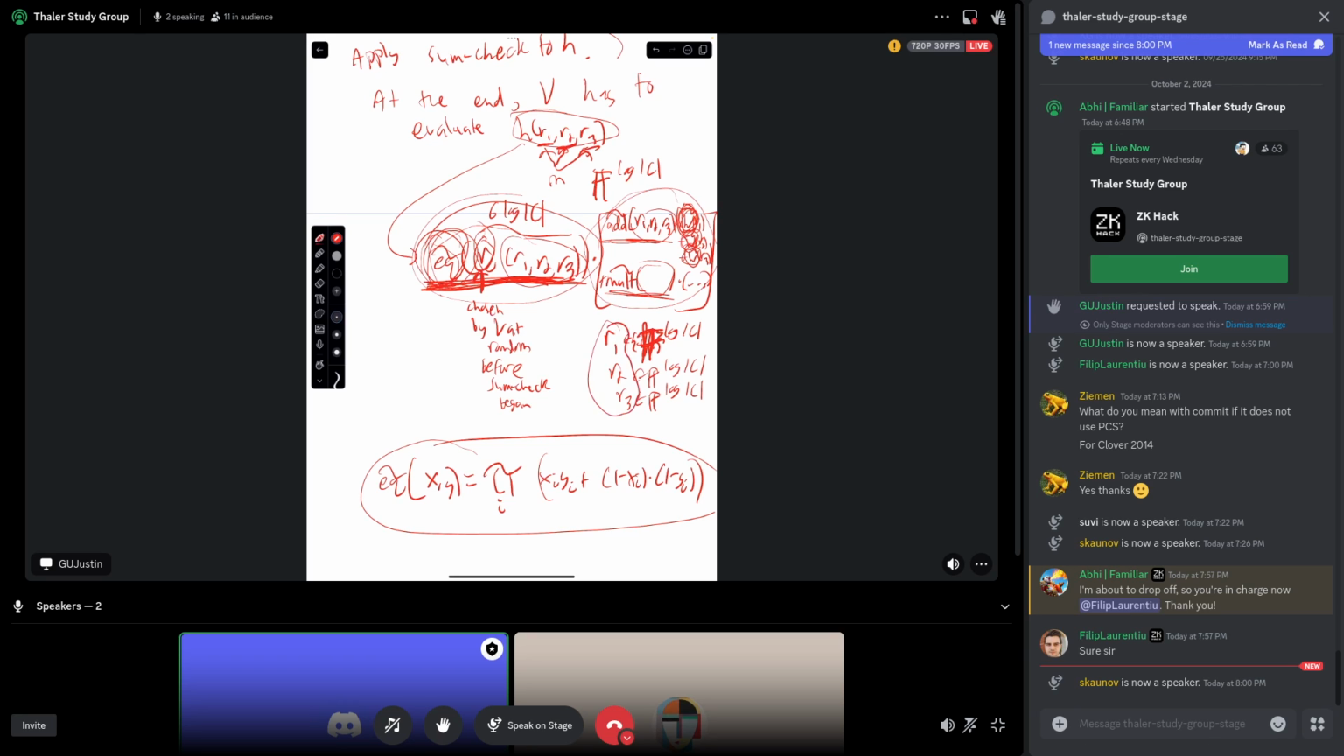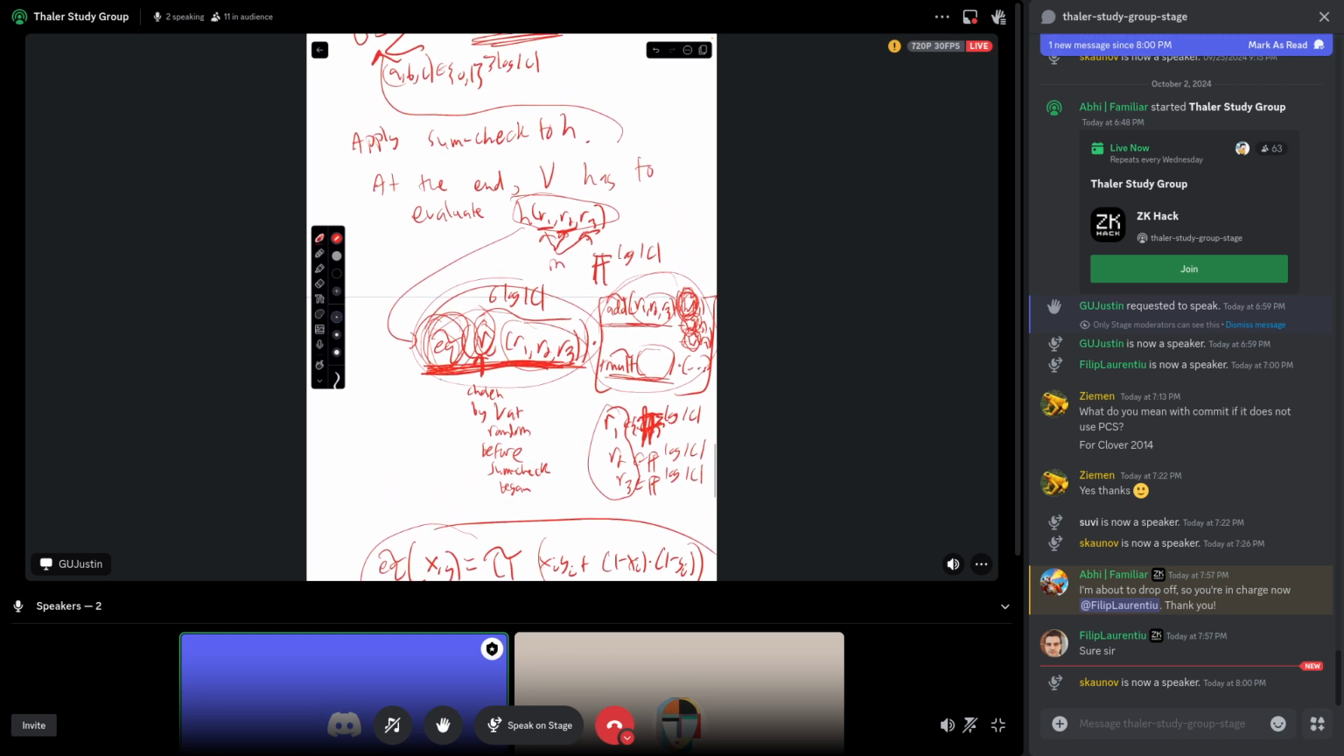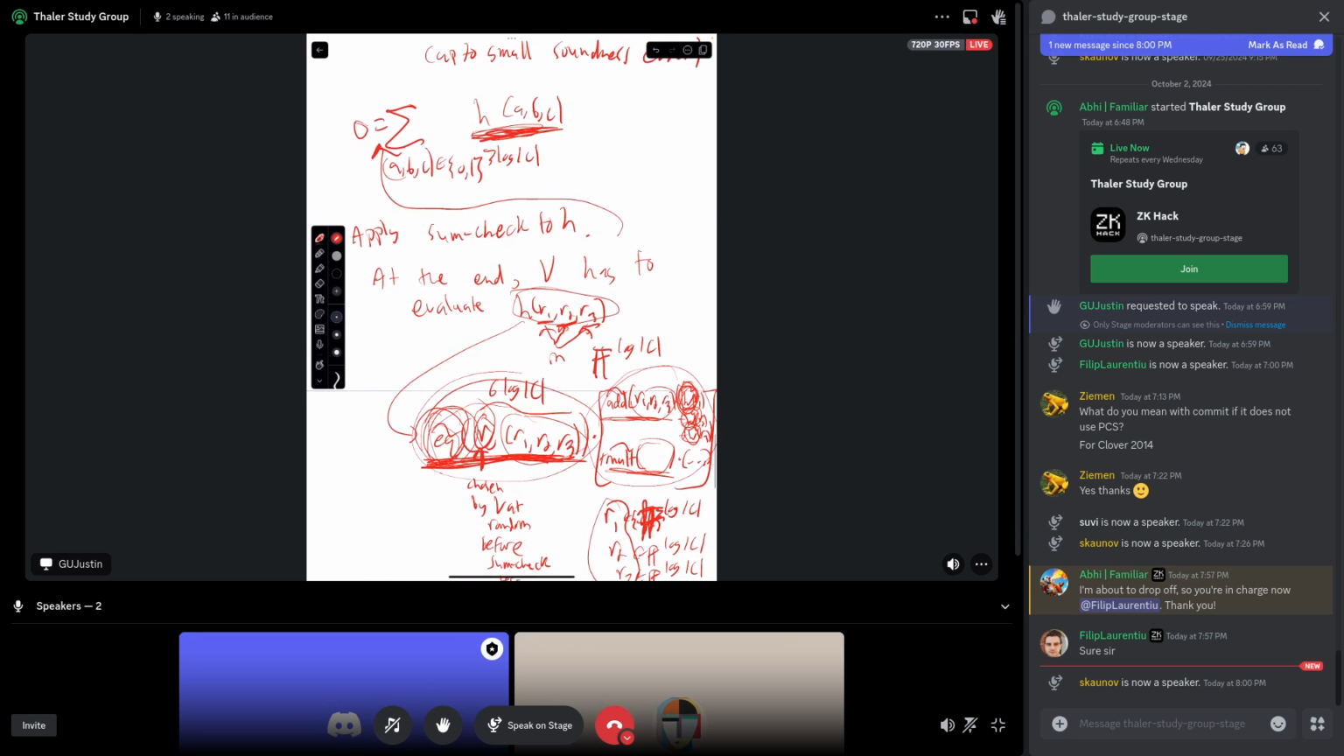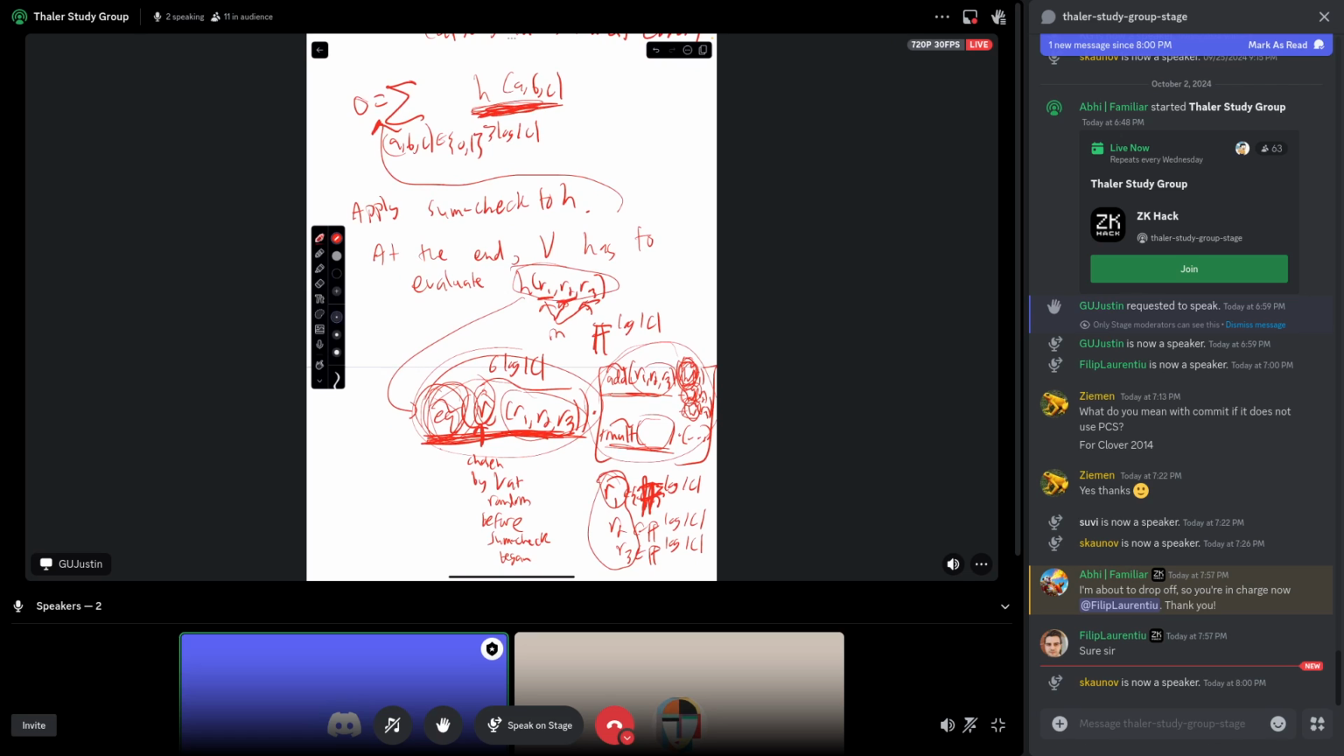Where these values came from was, sum check was applied to a 3 log circuit size variate polynomial H. And so R1 is just the random verifier challenges from the first log circuit size rounds, so the first third of the rounds of sum check. R2 is the verifier's randomness chosen during the second third of rounds of sum check. And R3 is the verifier's randomness from the final third of the sum check rounds.